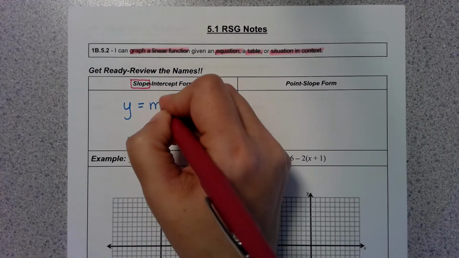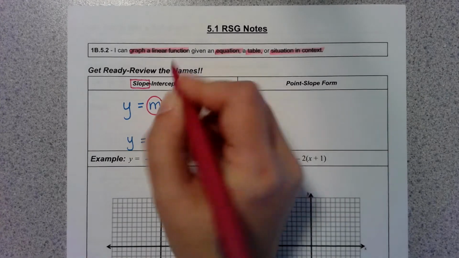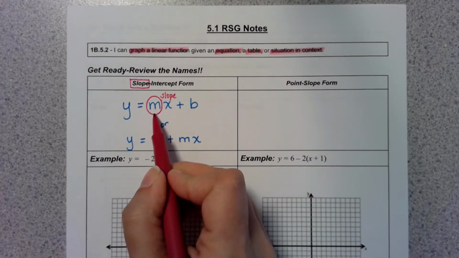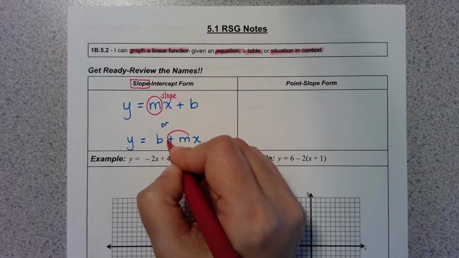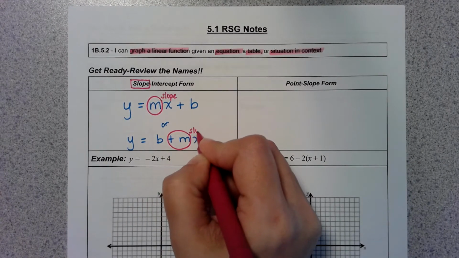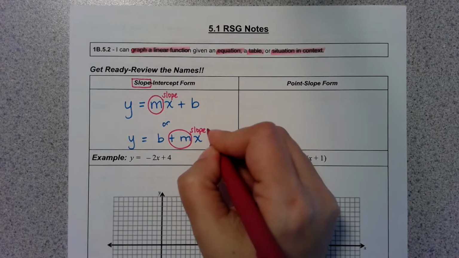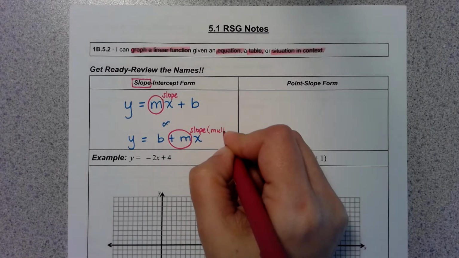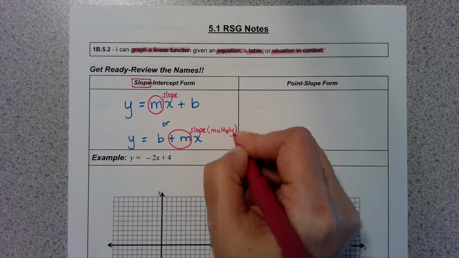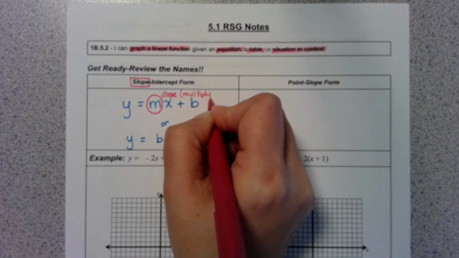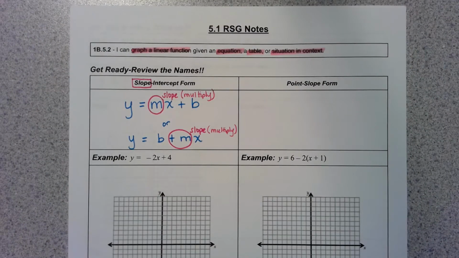Now, in this equation, whatever number is multiplied by x is going to be the slope. This could be the first number in the equation, or it could be the second number in the equation. It's just always the number that's multiplied by x. So you'll know it's the slope if it's being multiplied by your x in your equation.